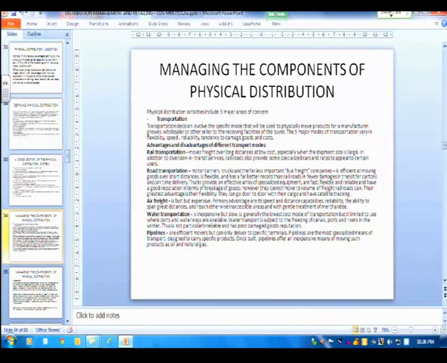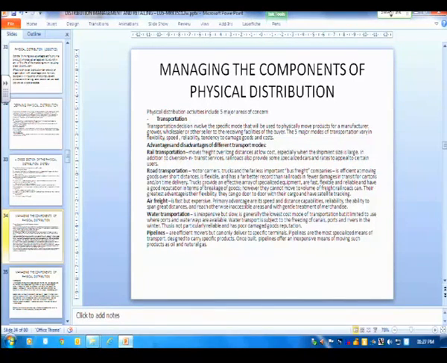Let's first of all look at the advantages and disadvantages of different transport modes. Looking firstly at rail transportation. Now, this moves freight over long distances at very low cost, especially when the shipment size is large. In addition to diversion in transit services, railroads also provide some specialized cars and rates to appeal to certain users.